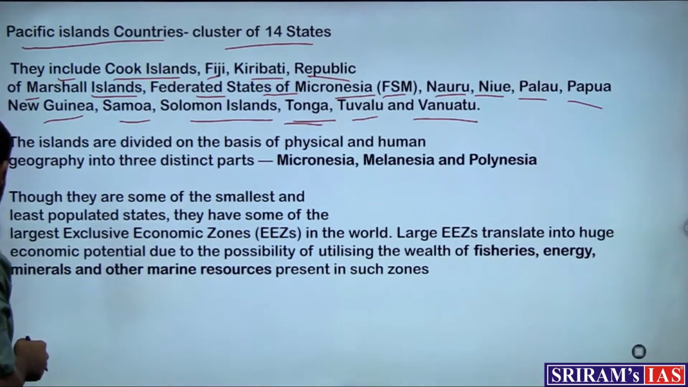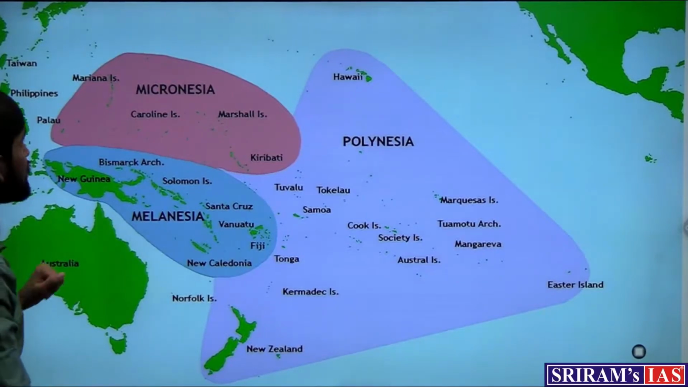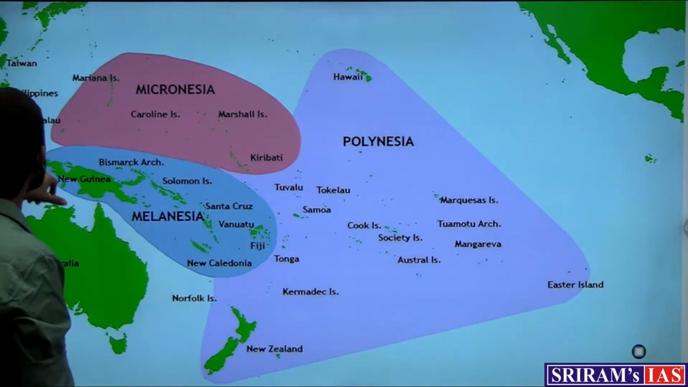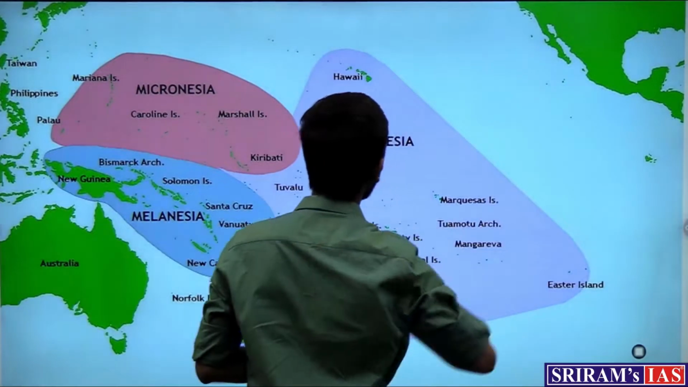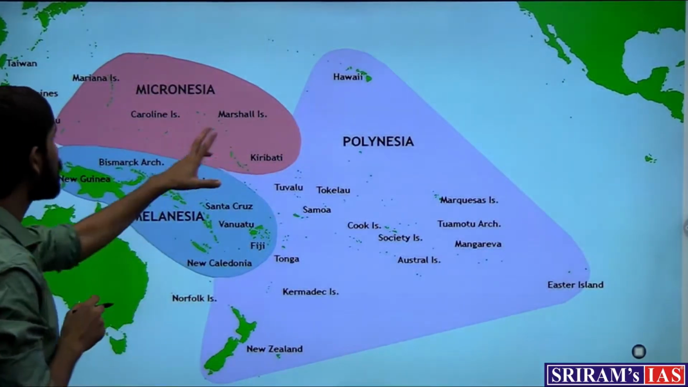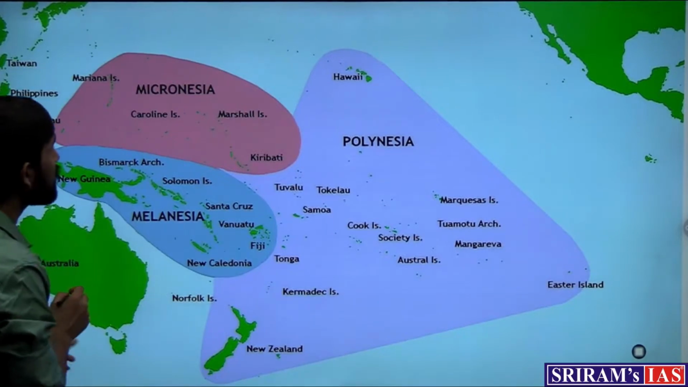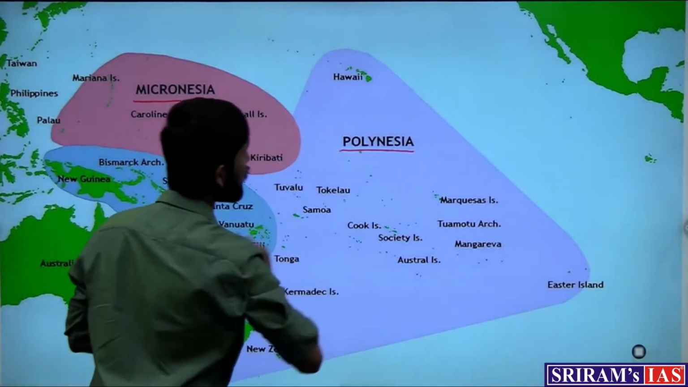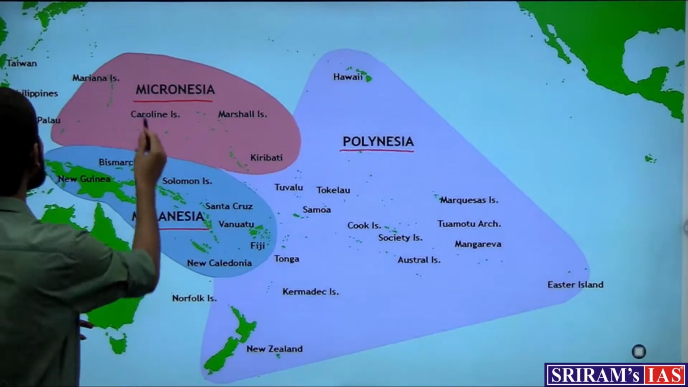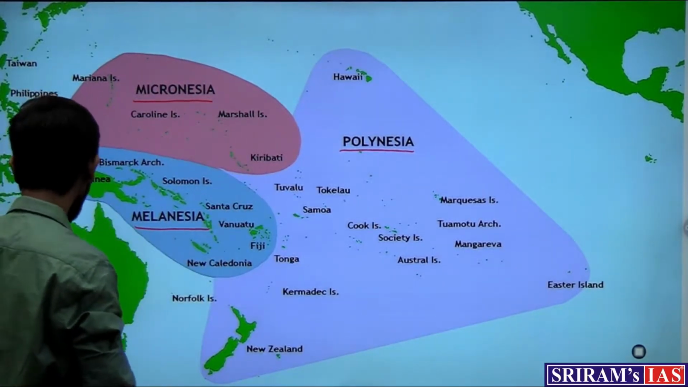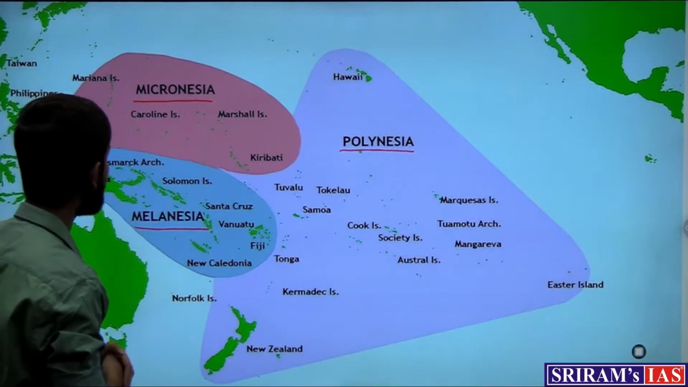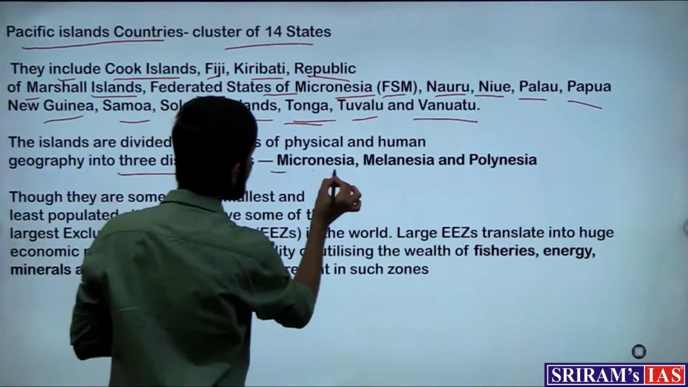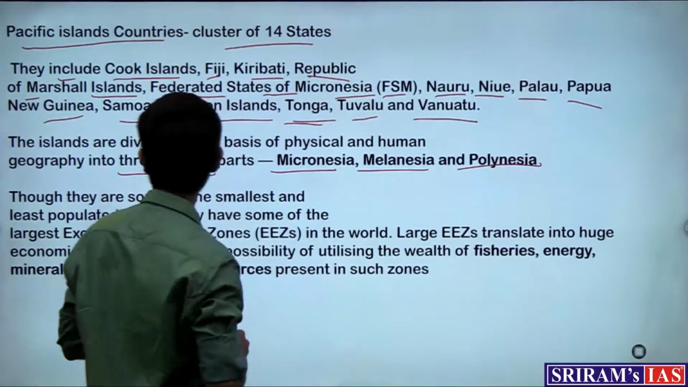Let's try to map them. See, these are the Pacific Island countries situated in the Pacific Ocean between Australia, China as a country, and North America. These 14 states are divided broadly into three sets of islands. They are known as Micronesia, Melanesia and Polynesia. This grouping is done on the basis of their proximity and human and physical geography. So their position becomes important for us from the mapping perspective. Three distinct parts, they are divided into Micronesia, Melanesia and Polynesia.